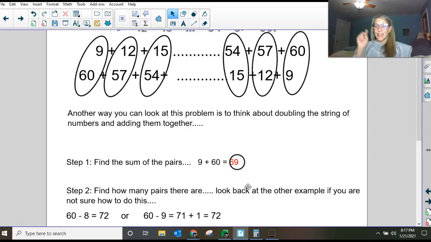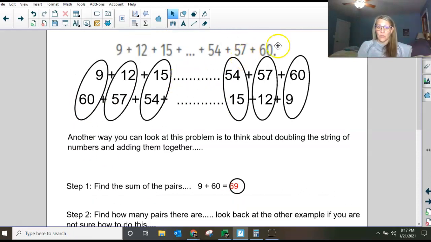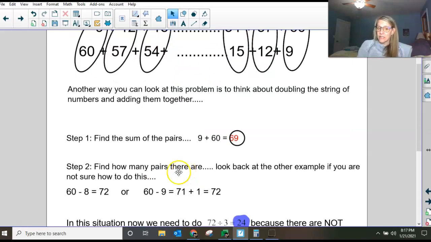Okay. And this is that tricky part. All right, at first it's pretty easy. We just do 60, take away 9, and add that one back to find 72. And we found that in that other example. So there's 72 numbers between 9 and 60.